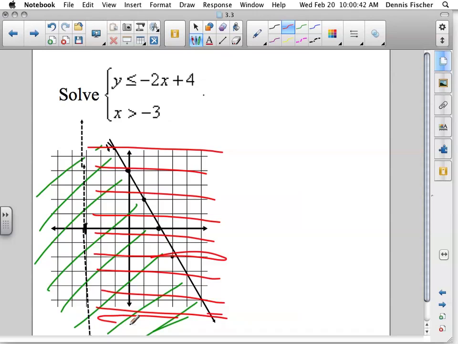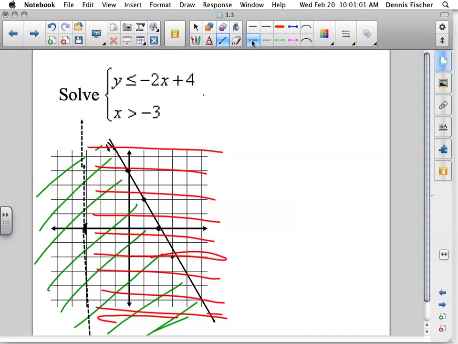There's our x is greater than negative 3. Okay? Now, if I look at this, what's my answer? This area inside here, right? Not including this line, but including that line. Now, I want to be a little careful here.